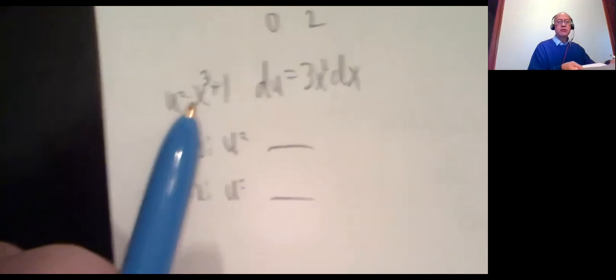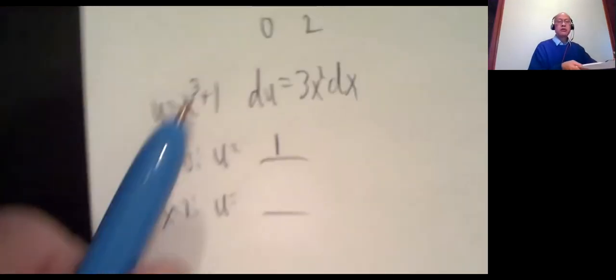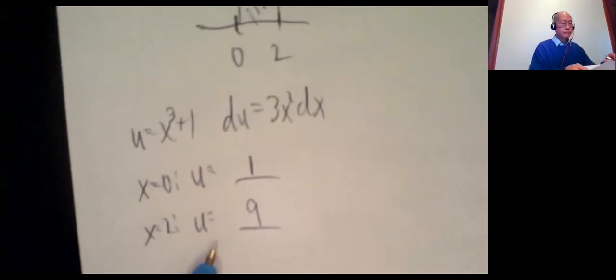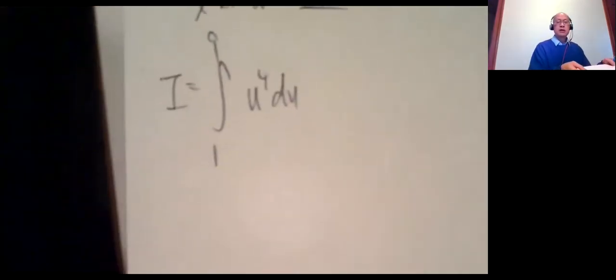Okay, so I plug in 0 and 2. What do you get when you plug in 0? 1. What do you get when you plug in 2? 2 cubed is 8, plus 1 is 9. So my new integral isn't going to go from 0 to 2. It goes from 1 to 9, does it not? So the new integral, I know you can't really see it yet, is the integral from 1 to 9 of u to the 4th du. And then just take it from there.